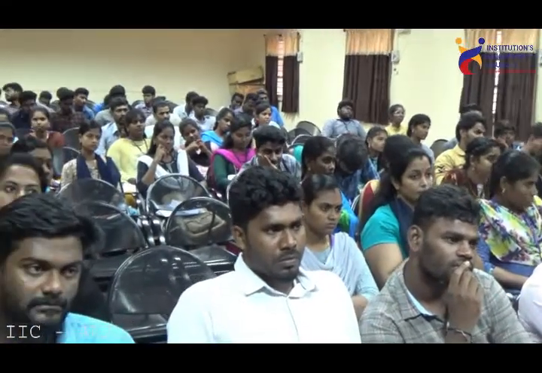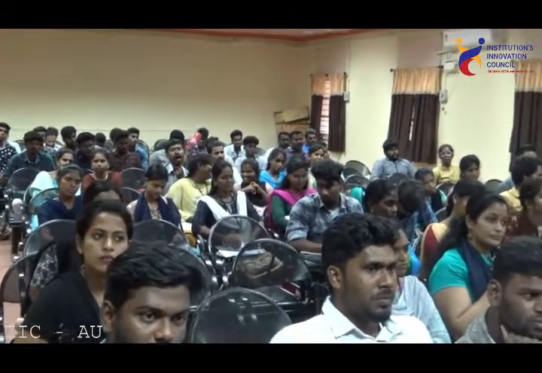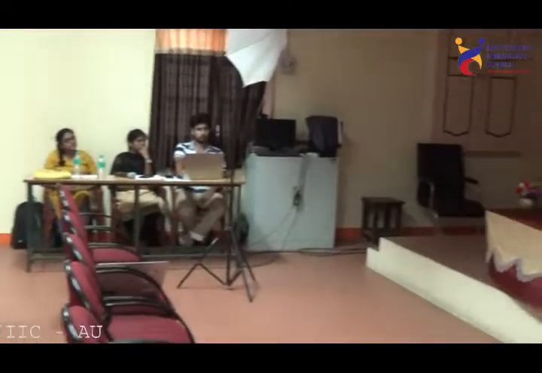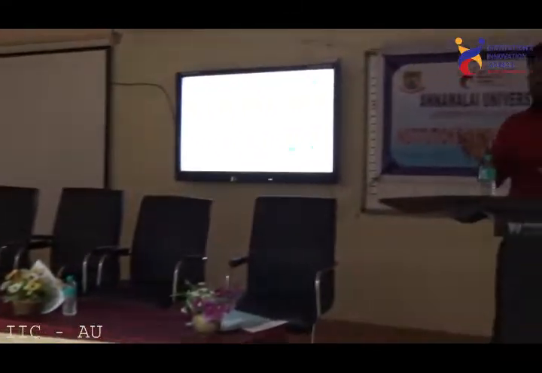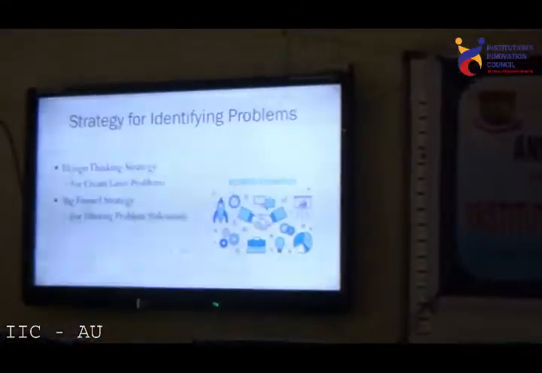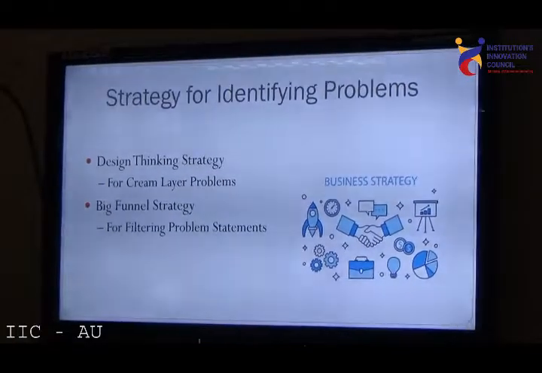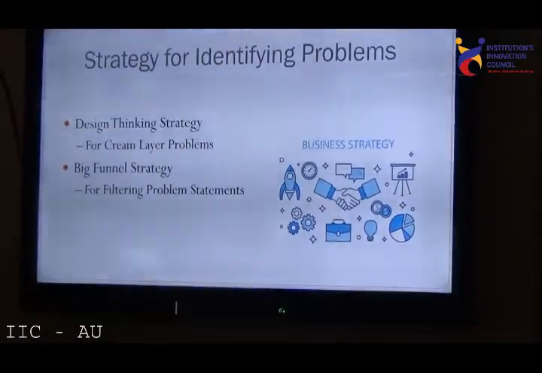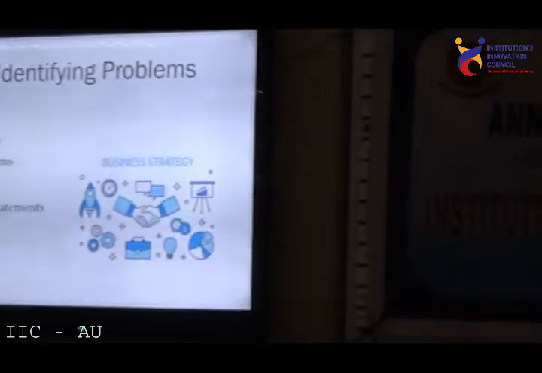Next, the strategy of identifying problems. How can you identify the problem in your own ventures or in public society? There are two types of identification. The first one is the design thinking strategy, and the second one is the big funnel strategy. Design thinking strategy means identifying the problems in a little bit. That is what we call the cream layer problems. The next one is the big funnel strategy: identifying the multiple ways in which something is creating problems. That is called the big funnel strategy.